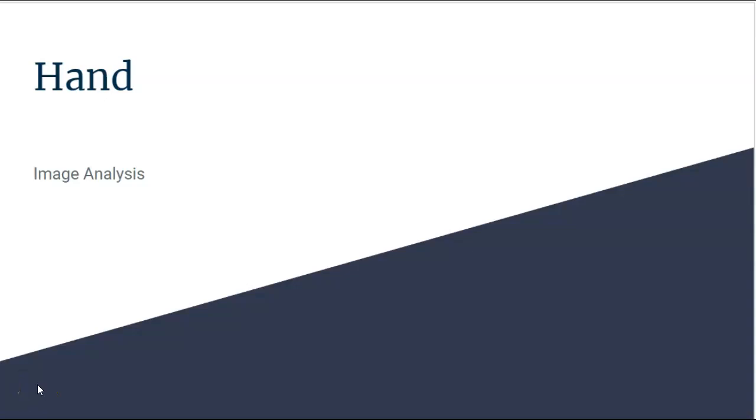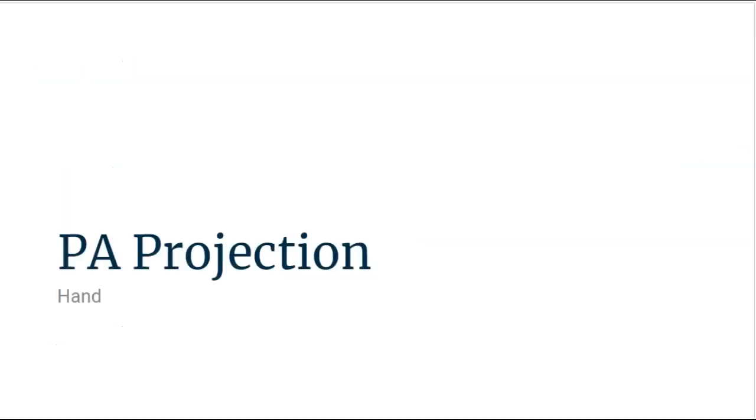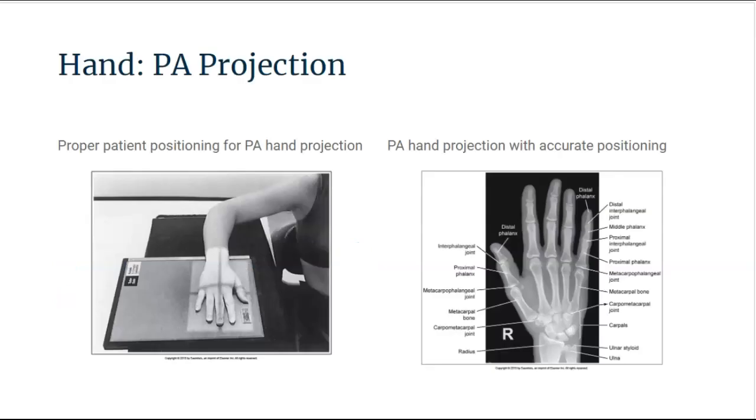Welcome to the image analysis of the hand. Let's start with the PA projection of the hand. Image analysis guidelines state that the soft tissue outlines of the 2nd through 5th phalanges should be demonstrated uniform.